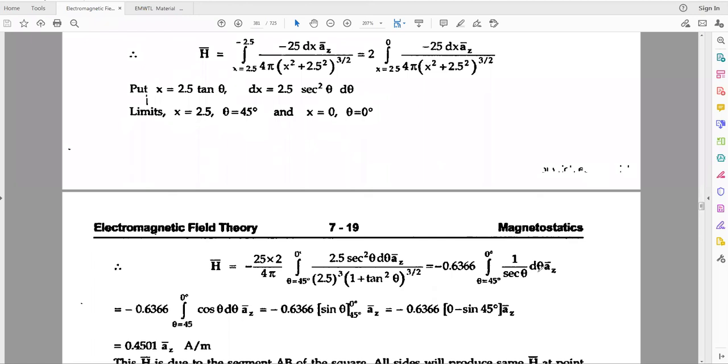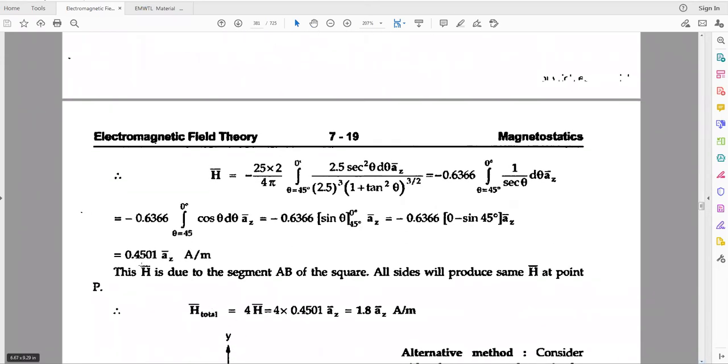You'll get 1 by secant theta d theta, aZ bar. 1 by secant means cos. The integral of cos is sine, from 0 degrees to 45 degrees. Sine 0 is 0. Sine 45 is 1 by root 2. And simplify the function. You'll get H bar is equal to 0.4501 aZ bar amperes per meter.